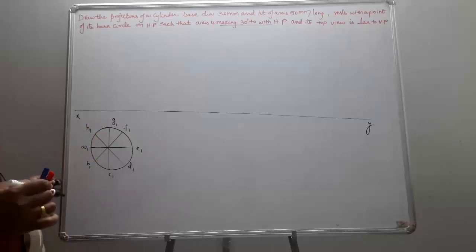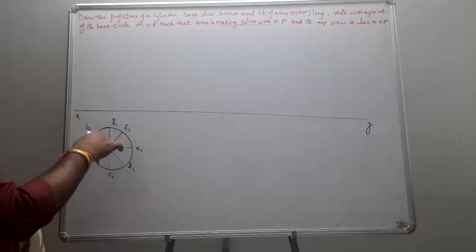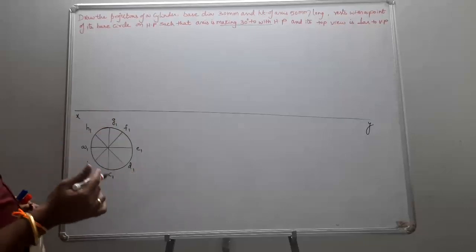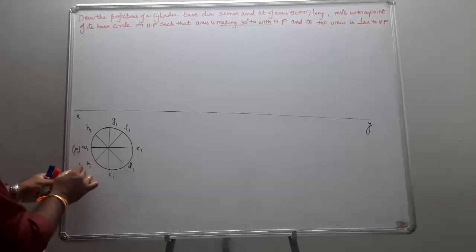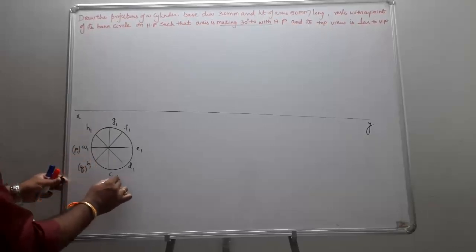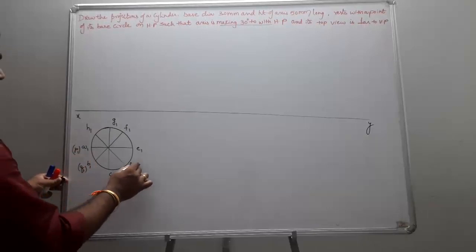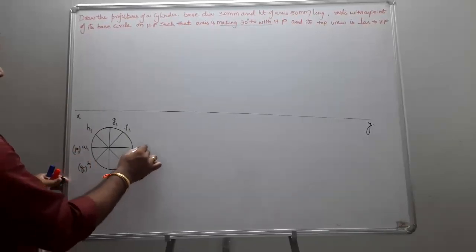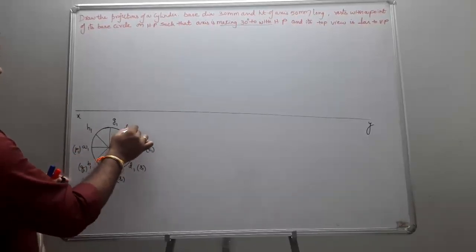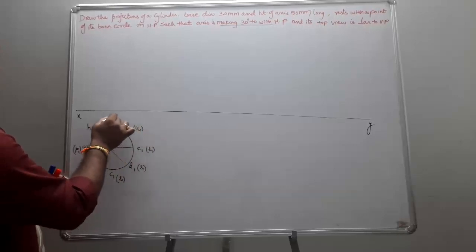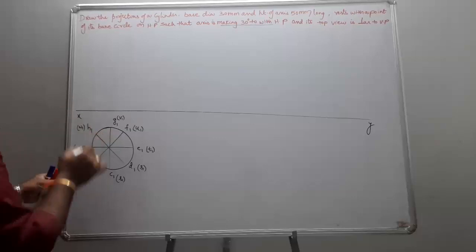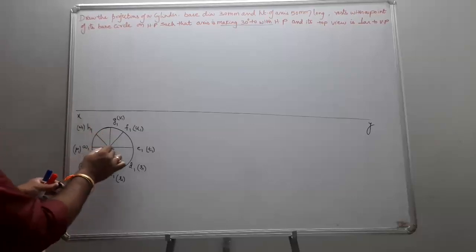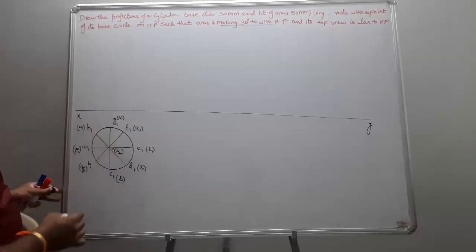So this is a cylinder. You are having two bases, top and bottom. So top is going to be visible and bottom is invisible. So the points are P1, Q1, R1, S1, T1, U1, V1, and W1. So this becomes your O1 of O2.